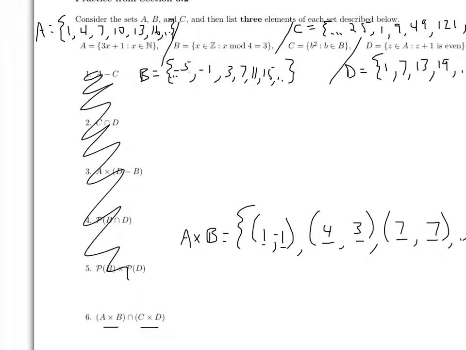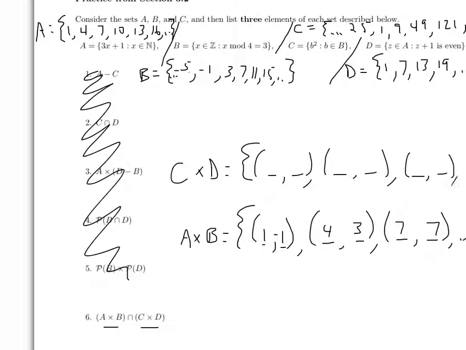Now C cross D. Again, Cartesian product, I immediately write down ordered pairs. And now the first coordinate has to come from C, which are these odd perfect squares. So my first coordinates are odd perfect squares, and again, they can be in there more than once and in any order.